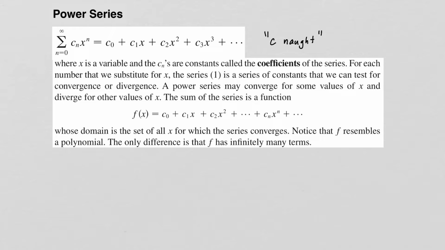For each number that we substitute for x, the series is a series of constants that we can test for convergence or divergence. A power series may converge for some values of x and may diverge for other values of x. The sum of the series is a function, f of x equals the power series, whose domain is the set of all x for which the series converges.